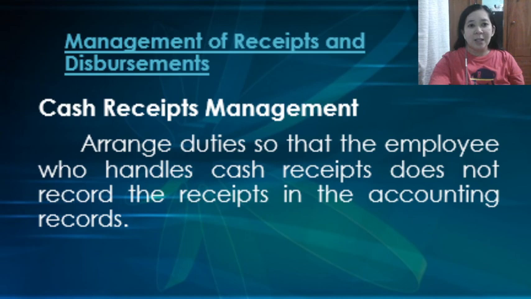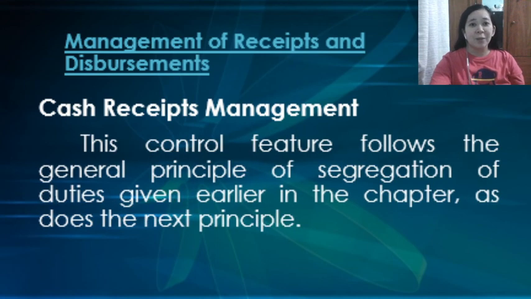Another is to arrange duties so that the employee who handles cash receipts does not record the receipts in the accounting records. They have to make sure that it's correct. Okay, so this control feature follows the general principle of segregation of duties given earlier in the discussion.